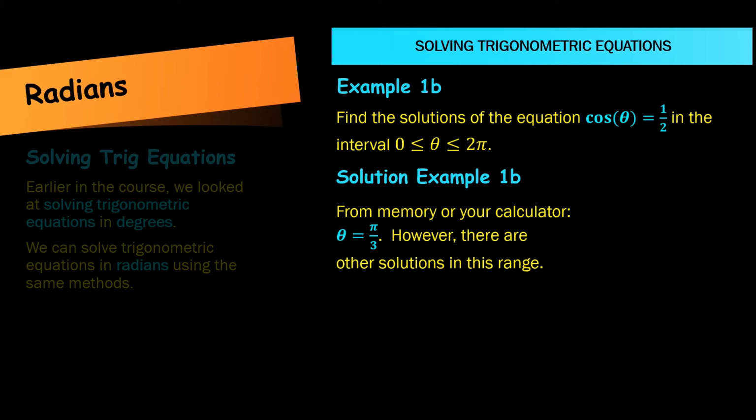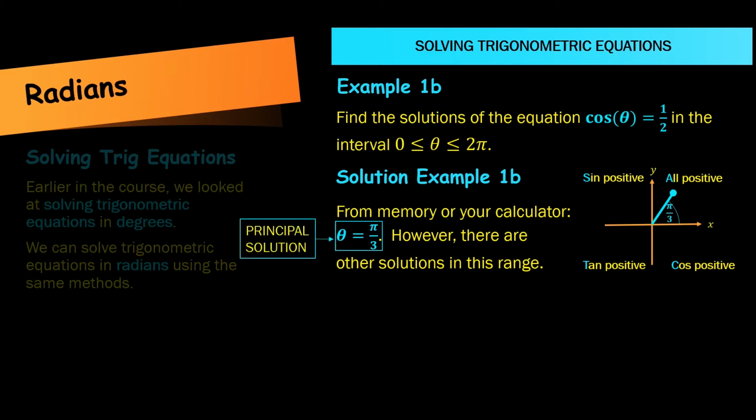From memory or your calculator, you will find that theta equals pi by 3. However, there are other solutions in this range. In particular, there's one other solution. We're going to find this by using the cast diagram as shown on your screen. So theta equals pi by 3 is the principal solution. And so the other quadrant in which cos is positive is the fourth quadrant as highlighted.